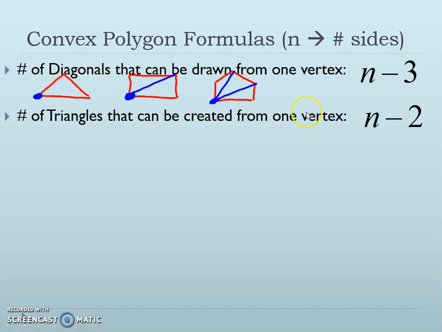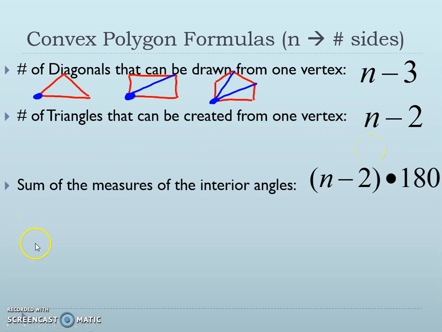So if I do 3 minus 2, that's one triangle. If I do 4, which is a quadrilateral, this is the number of sides, minus 2 is 2 triangles. And if I do 5 minus 2, which is a pentagon, that's 3 triangles, as you can see in my drawing. So this is the formula for the number of triangles inside each polygon.